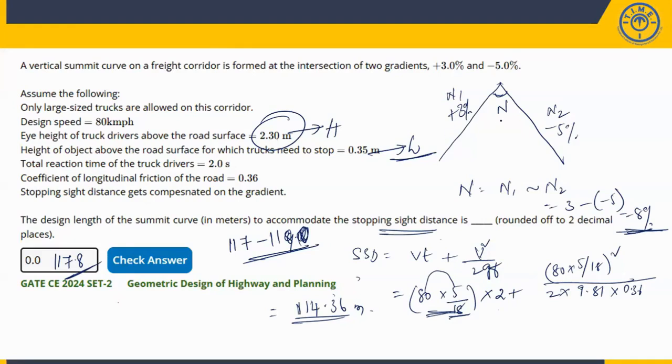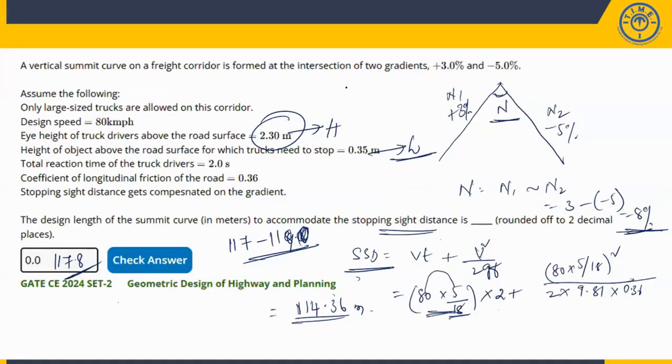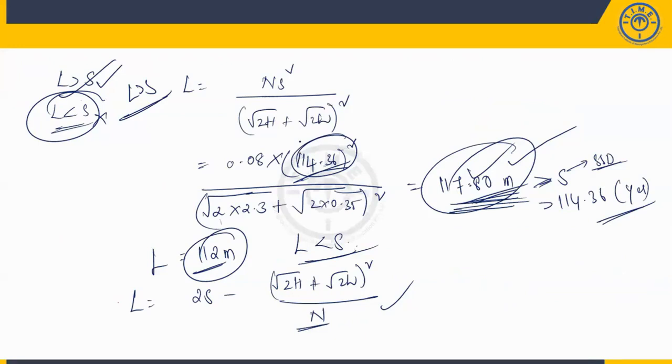First is calculation of N. After that, calculation of SSD. Then check whether L is greater than S or less than S; assume L greater than S. Check for the correctness of the value. If it is correct, that's your answer: 117.8. Have a screenshot of this.